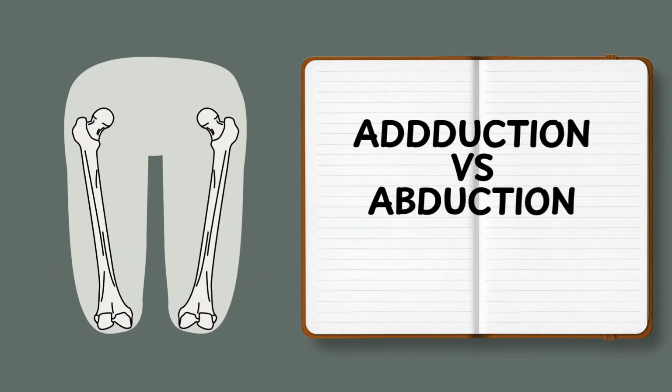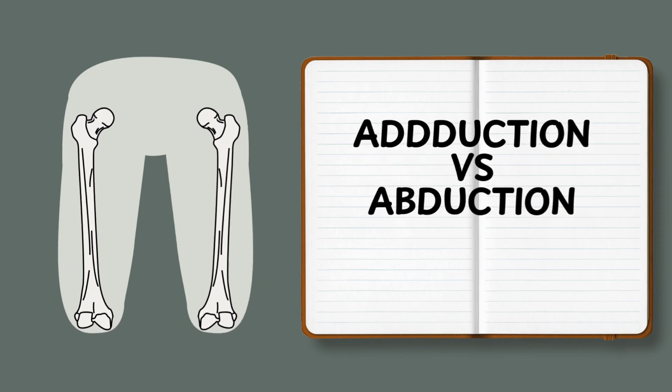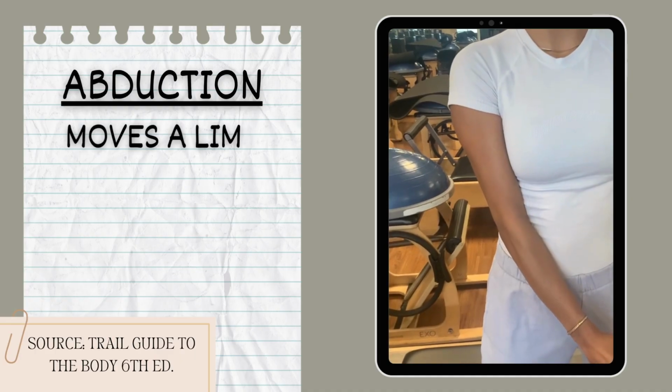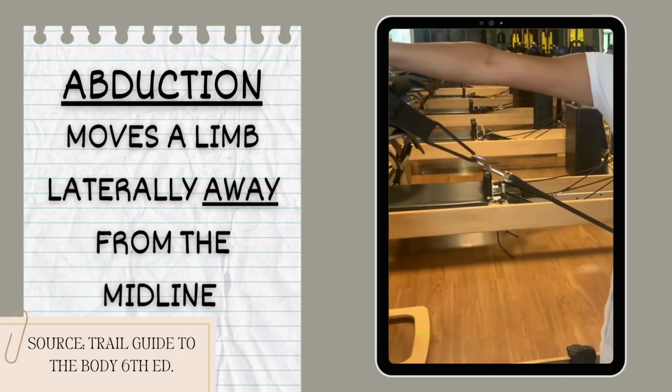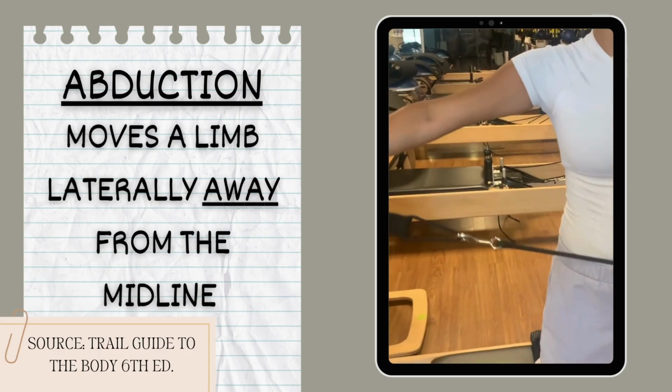Next, we're going to look at adduction and abduction. Abduction happens when a limb moves laterally away from the midline of the body.